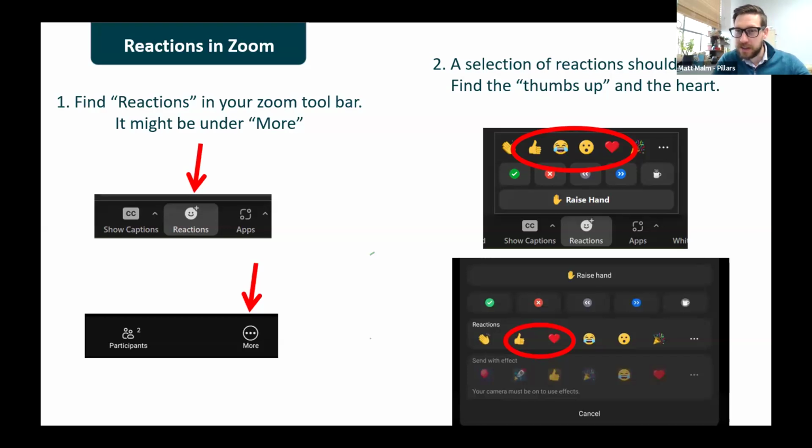I see Sarah, thanks for the comment, reminded us that for some folks, the reaction symbol is the heart icon instead of the smiley face. So if you click on the heart and react, you'll get those options. Thanks for that, Sarah. Mine looks like that as well. So we might have a couple different versions of Zoom. I tried to get a couple different versions for my screenshot, but I had a limited version that I could sign into ahead of time. So thank you for sharing.